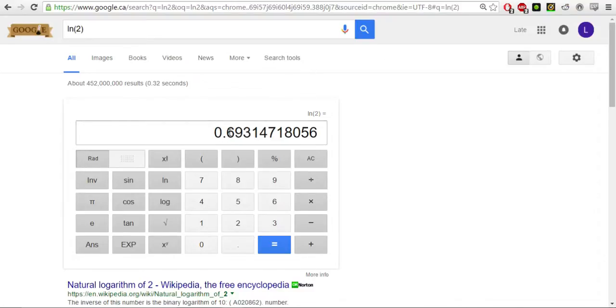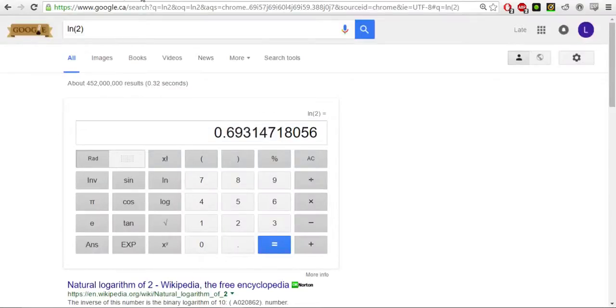So, basically this is ln of 2, 0.693147. This is also quite crazy. If I add 1 minus 1 divided by 2 plus 1 divided by 3 minus 1 divided by 4.